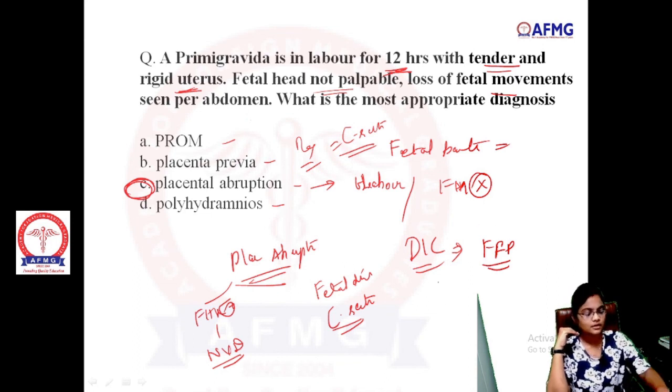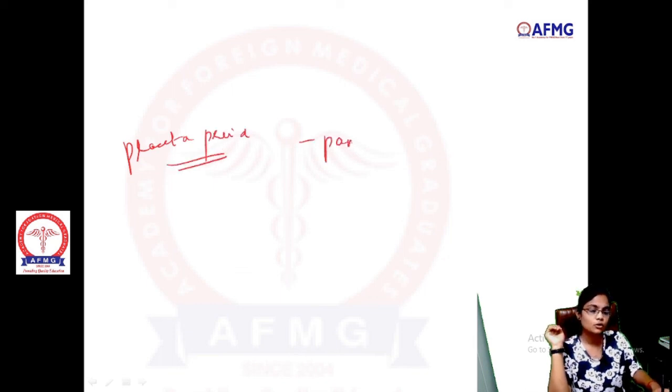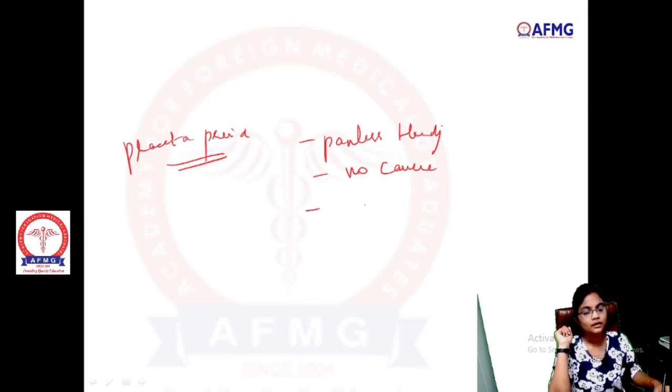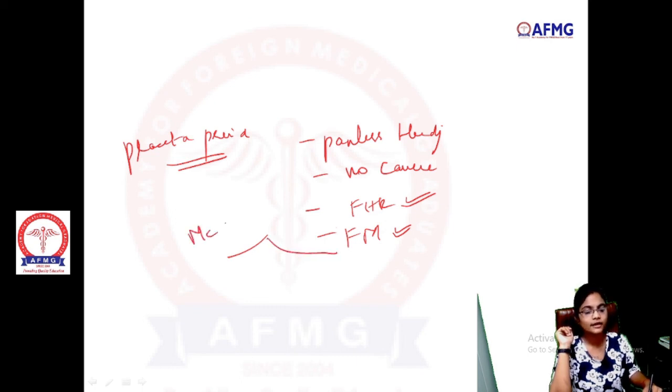So in placenta previa, what will you do? In placenta previa, there is painless bleeding, and there is no cause for the bleeding. These are all the clues. Literally the patient will say painless bleeding. And sometimes the fetal heart rate will be palpable, fetal movements are also good, but there is a placenta previa. What is the management? We are dividing by the McAfee protocol.